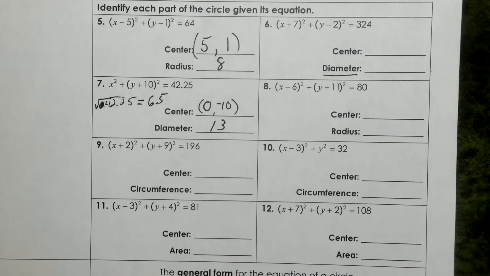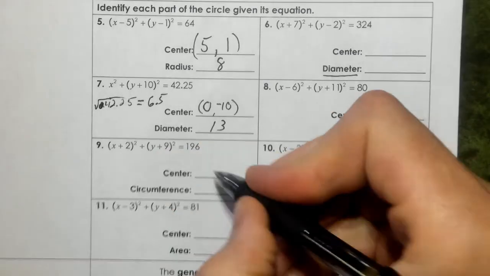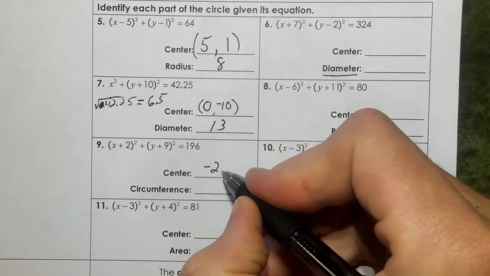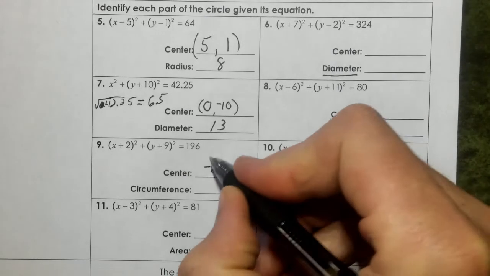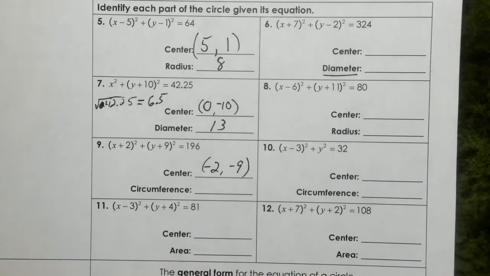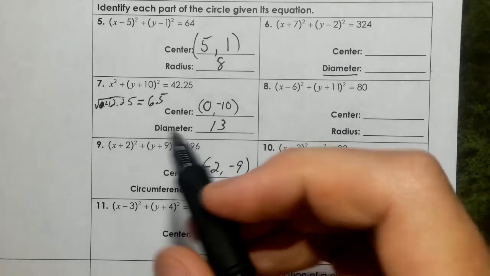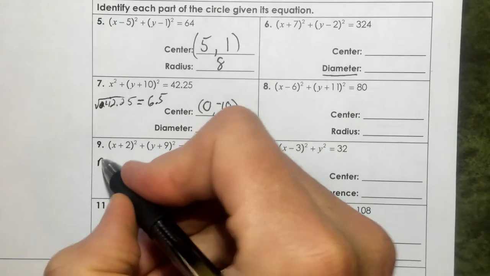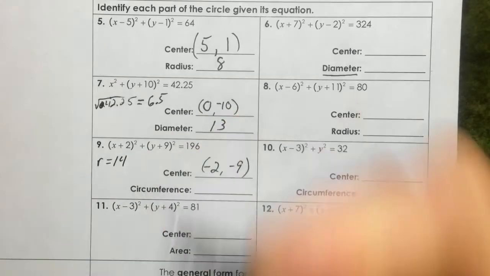Okay. Number 9 asks for a circumference, so this is going to look a little different as well. But the center is found the same way. So (-2, -9). It's just the opposite of those two numbers in the formula. The square root of 196 is 14, so r is 14.